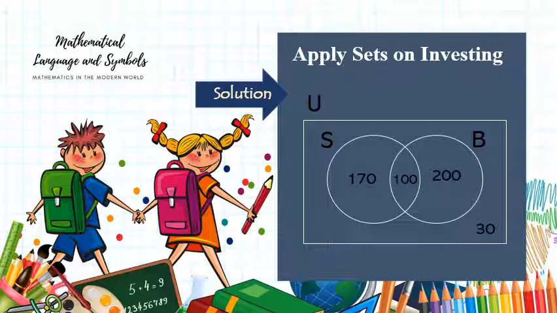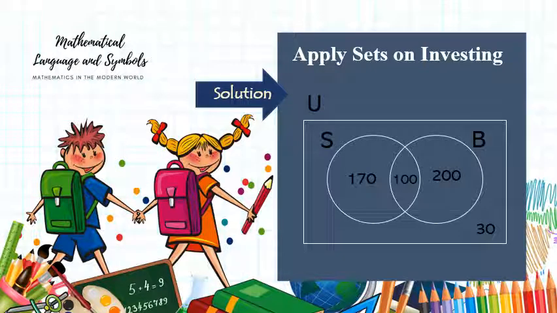270 investors invested in stocks. Since 100 already invested in both stocks and bonds, 170 investors invested in stocks only. So the Venn diagram shows the number of investors who invested in either stocks or bonds as 470. This leaves us with 30 investors who did not invest in either stocks or bonds. So where do we see the 30? In the universal set.